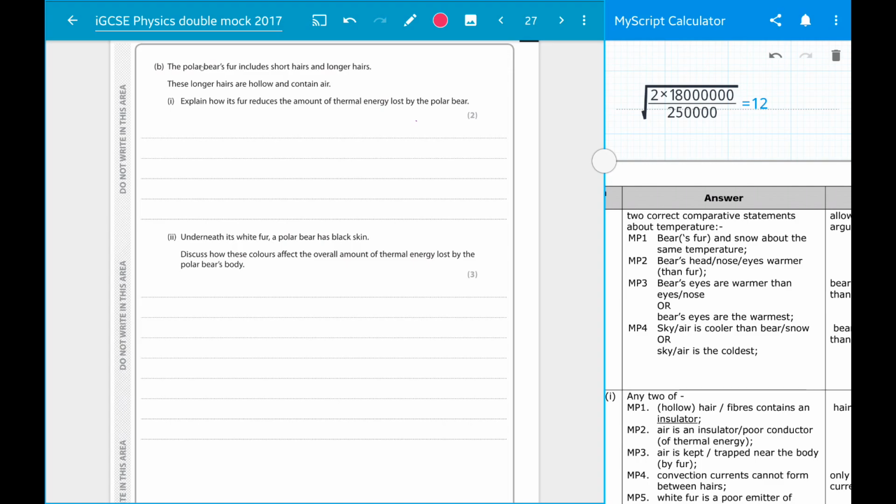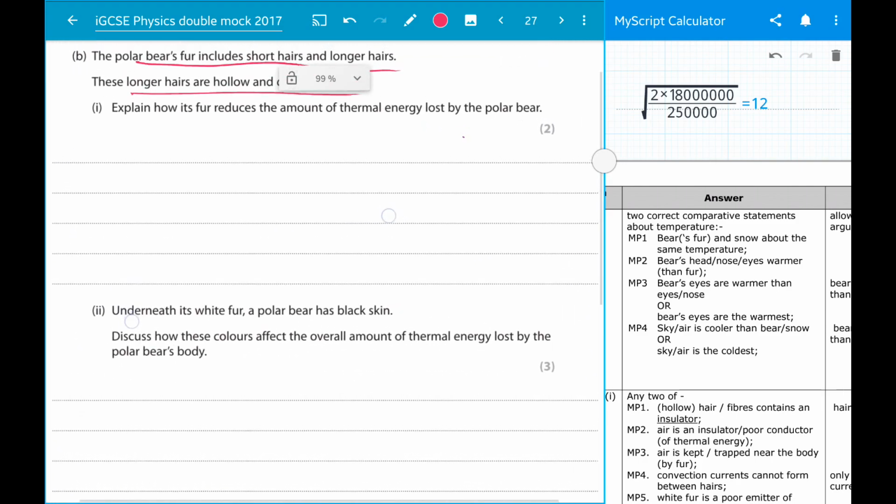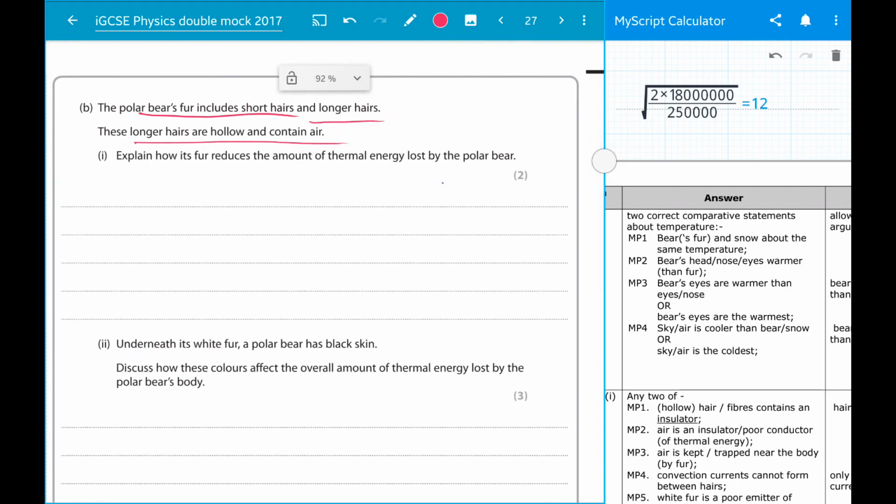Part B. A polar bear's fur includes short hairs and long hairs. Long hairs are hollow and contain air. Explain how its fur reduces the amount of thermal energy lost by the polar bear. 2 marks. How is the amount of thermal energy lost by the polar bear decreased? Well, okay, the first thing is air is trapped by the fur.